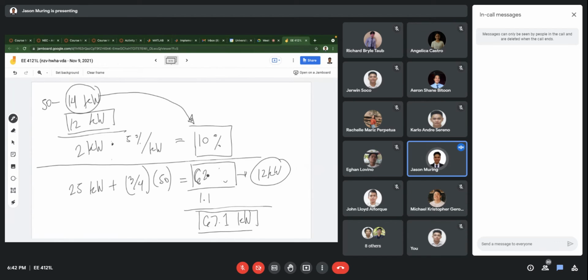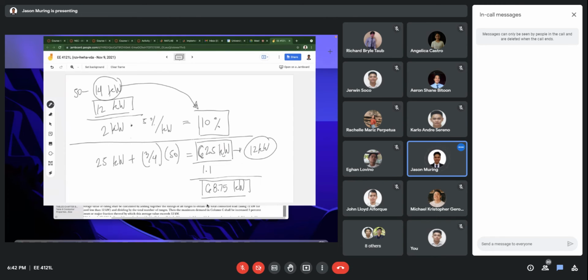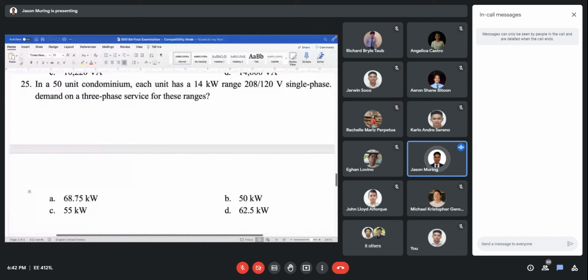So 62.5 kilowatt. Okay, then 1.1. So I have here 68.75. So it's already in the option. Okay, so thank you for that. So 68.75 kilowatt, so the answer is letter A.